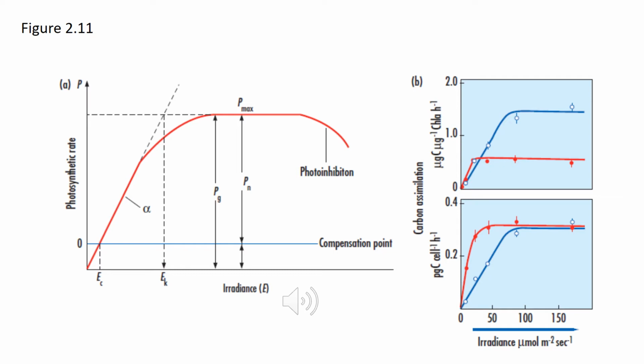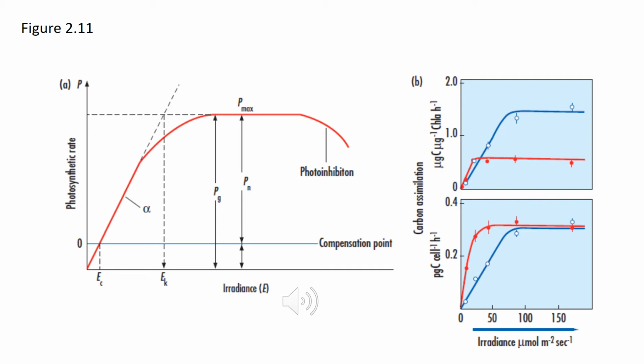As irradiance increases further, the trend becomes gradually non-linear, and a point is reached where further increases in irradiance do not result in increases in the photosynthetic rates. In other words, the rate of photosynthesis is light saturated, and the maximum rate of photosynthesis, Pmax on the graph, has been reached. The saturation irradiance, EK, is the irradiance at the intercept of the two lines shown.